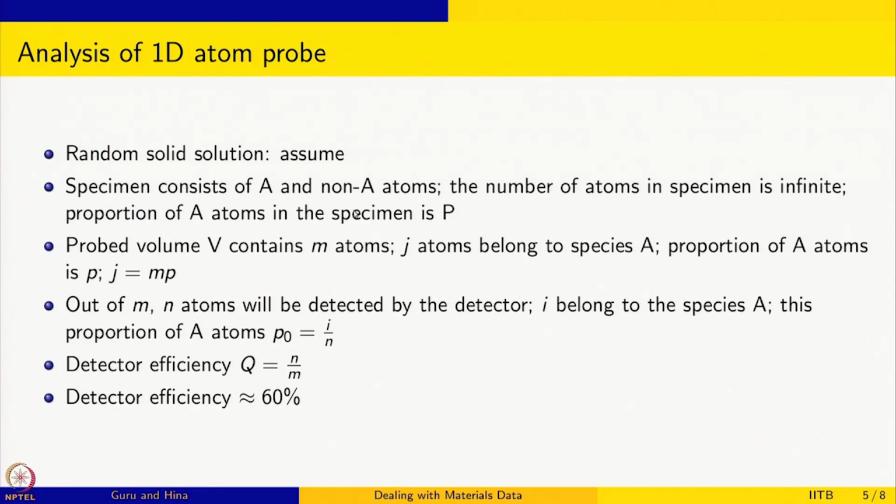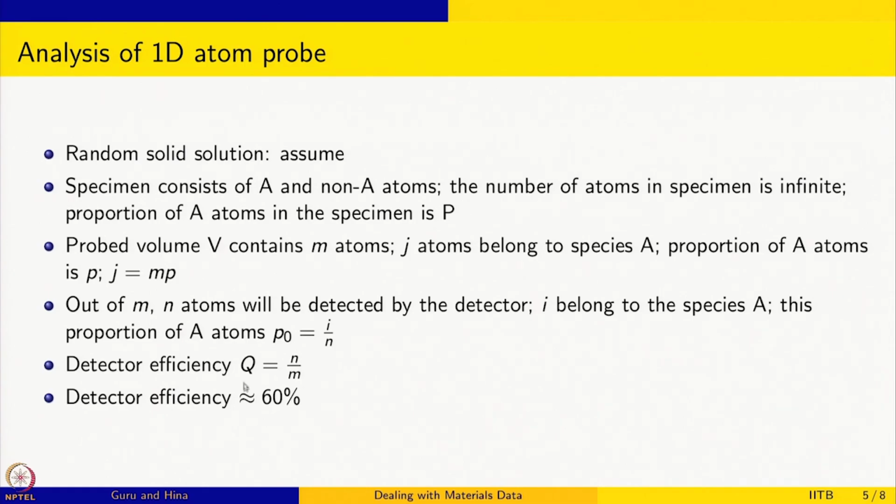So, the proportion of A atoms in the specimen is P and the probed volume is V, that is the volume of the M atoms that we pulled out, and J atoms actually belong to species A out of these M atoms taken from this volume V. So, the proportion of A atoms is P, and J is nothing but M times P. Out of M, N atoms will be detected by the detector. I belong to the species A. So, the proportion of A atoms is P naught, which is I by N, or I is N times P naught, like J is M times P.